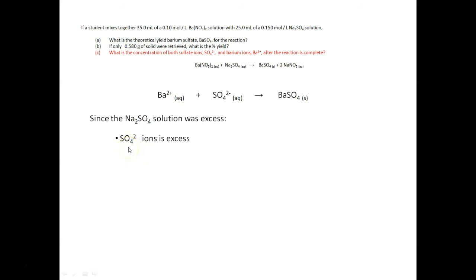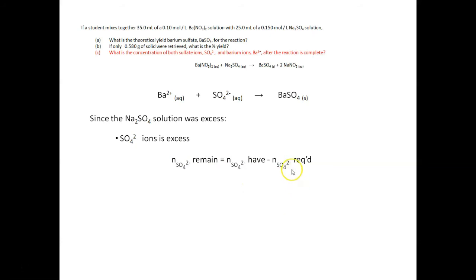The more challenging one to determine is my sulfate ions. And so this is the one case where I want to work at the mole level. So what I'm going to do is calculate how many moles of sulfate I have in total. I'm going to calculate how many moles of sulfate are required to react with all of the barium. And then the difference is my excess moles of sulfate. And then I can turn that into a remaining concentration of sulfate. Okay, so I know that my moles of sulfate remaining is my moles that I have minus my moles required.